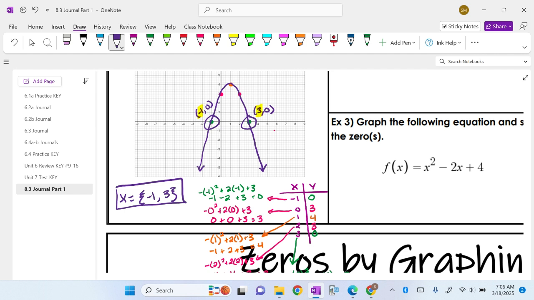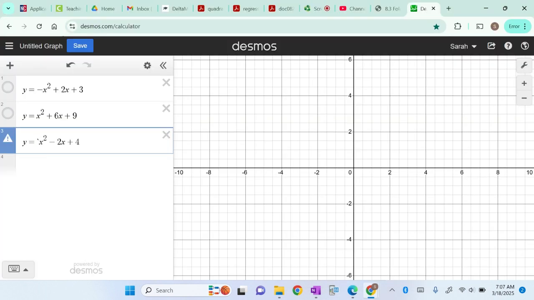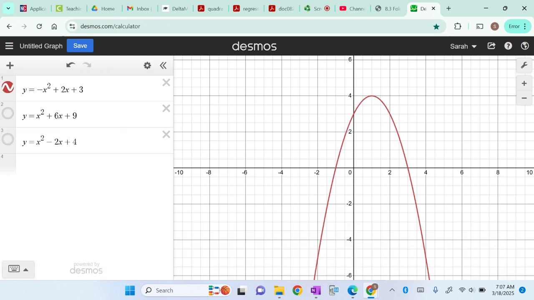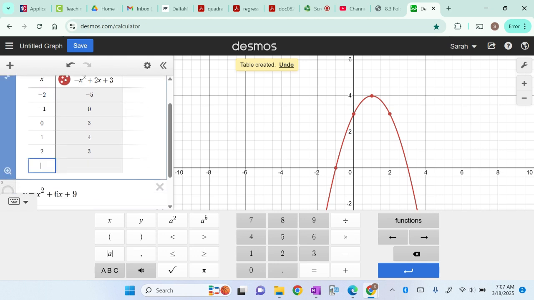All right. Now that was by hand, but if you wanted to do it in Desmos, I already have Desmos pulled up. So in Desmos, I already have the first one graphed. And as you can see, it does give us those 2 zeros. Now, if you were creating a table so you could graph it, you can also hit the gear key, hit the table, it generates that same table, and then you can get some more points. So that's another way you could have done that.